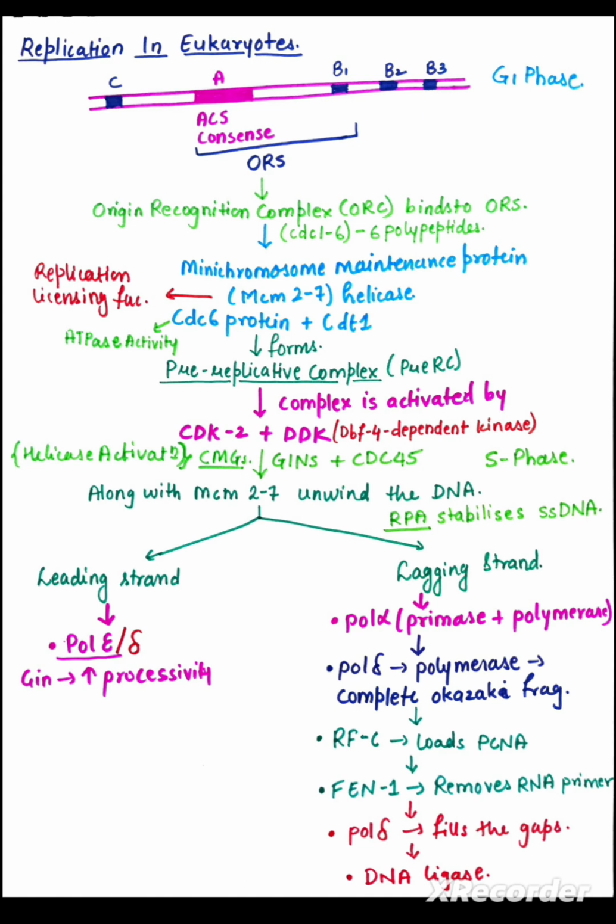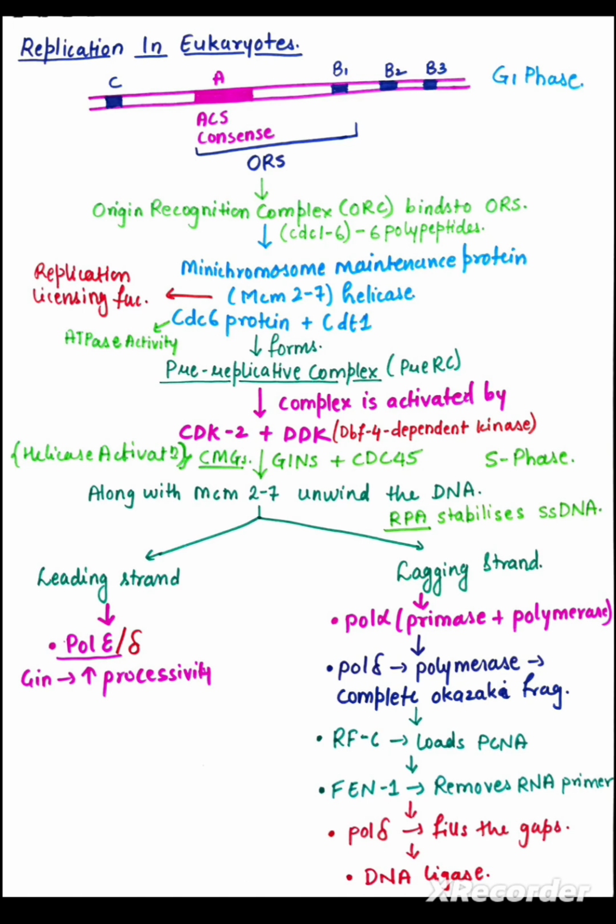CDC is cell division cycle proteins there. Now once they go and bind to origin recognition sequence, mini chromosome maintenance protein, that is MCM2 to 7 or helicase in eukaryotes, goes and binds to that particular place of B domain. Now this also involves addition of CDT1. CDT1 is chromatin licensing and DNA replication factor 1.